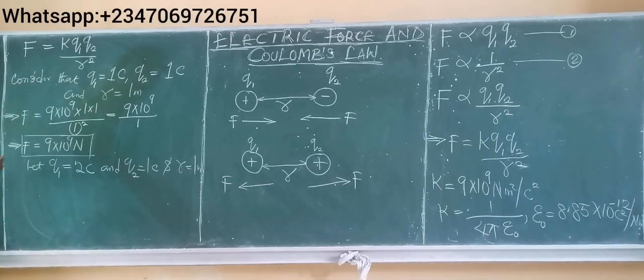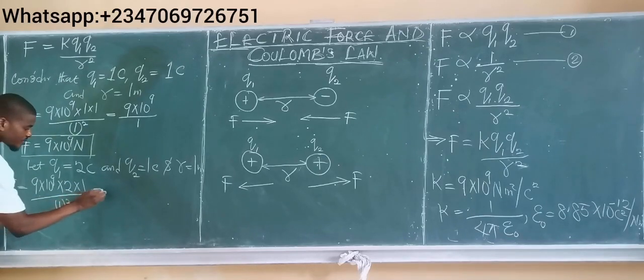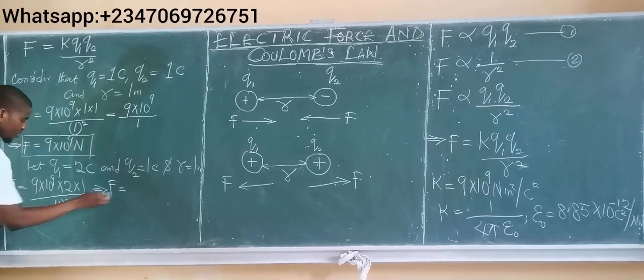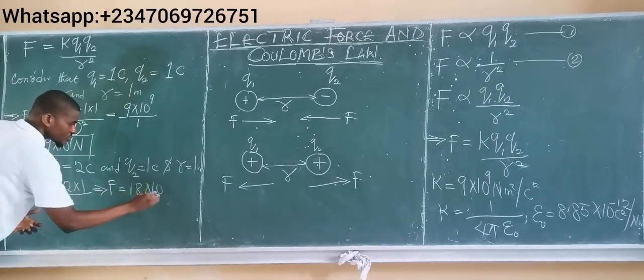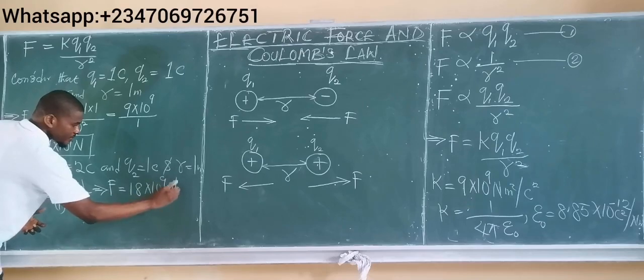If we plug these values into the equation, we are going to have our force of attraction equal to, remember k stands for 9 by 10 to the power of 9, multiplied by, now we'll change q1 to be 2 coulombs, so you have times 2, times q2 is 1, divided by the distance, which remains unchanged, still 1, all squared. Now this simply implies that our force of attraction is going to be approximately 18 by 10 to the power of 9 newtons.